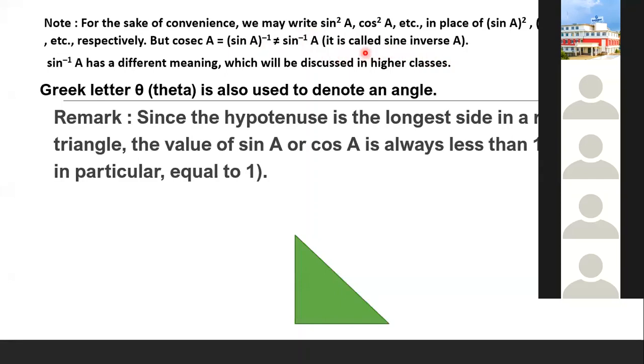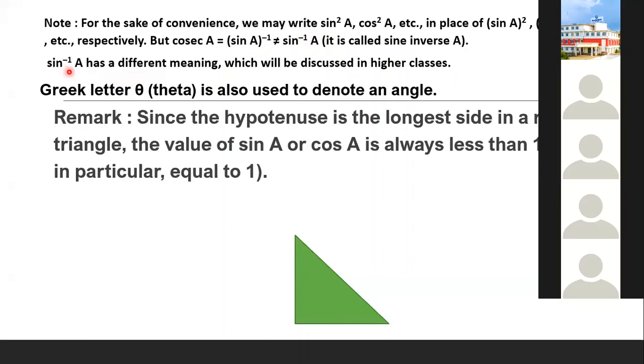Am I clear with this point, my dear students? So they are not the same, ma'am? They are not the same. Sine A whole inverse is not the same as sine inverse A. Both are different. All the rest of the examples which you discussed, they are the same. Here, sine inverse A has a different meaning, which will be discussed in higher classes.